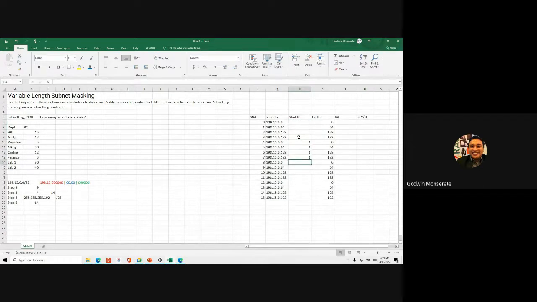Then next here will be 2, 2, 2, 2, 3, 3, 3, and 3. Okay? Let us see. We will be ending at 3. Our end here is supposed to be 198.15.3.192. Okay? Let's take the binary. So take note, at the third octet, we have two blues. Is it correct? And what is the value of the two blues here at the third octet? What is the value in decimal?